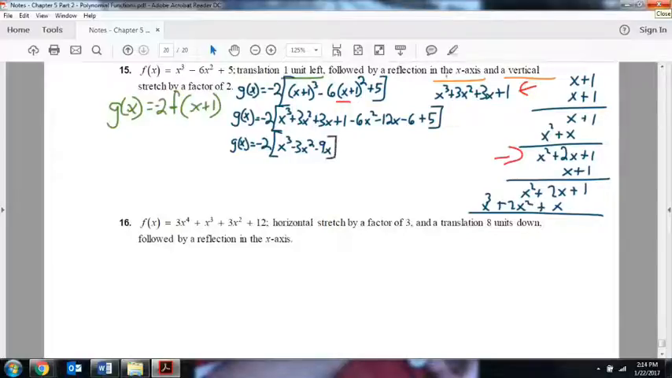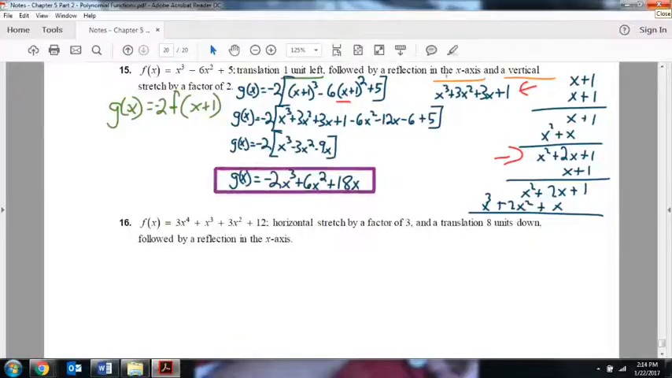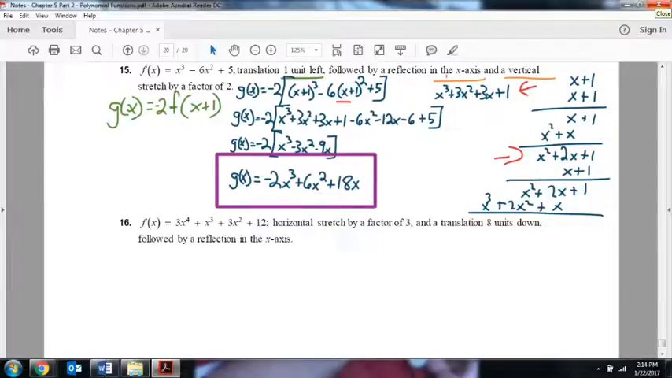So we got that. And then from here, we multiply everything by negative 2. So my g of x, negative 2 times x cubed is negative 2x cubed. Negative 2 times negative 3x squared is positive 6x squared. And negative 2 times negative 9 is positive 18x. So if I were to apply those transformations, that would be the final answer.